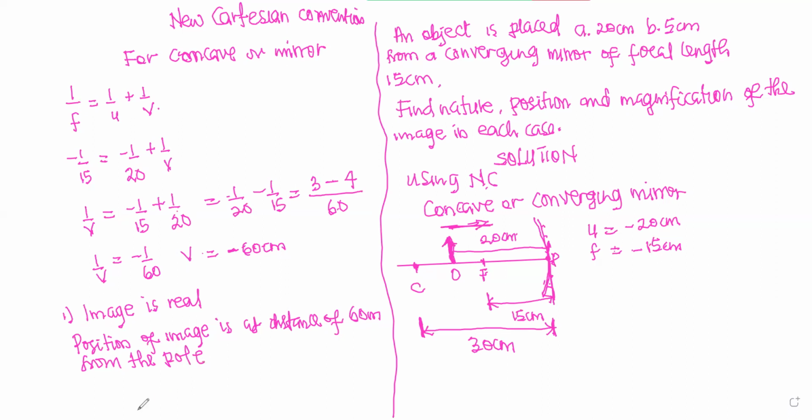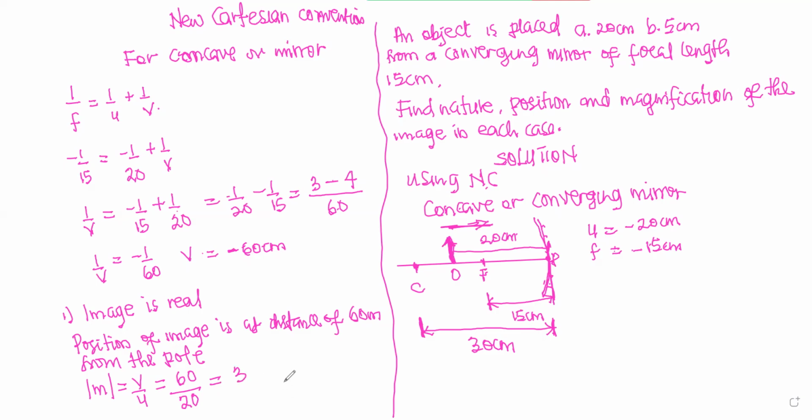Then we are to find the magnification. Linear magnification is equal to V over U, the magnitude of linear magnification, meaning we are only considering numerical values, numbers. So V is 60 over U is 20. This is equal to 3.